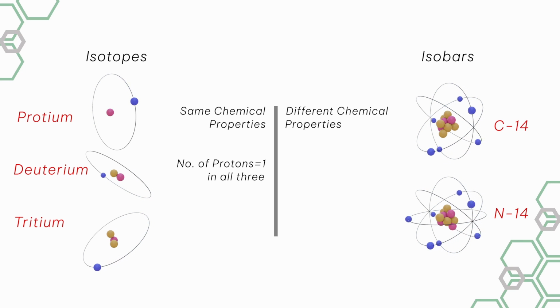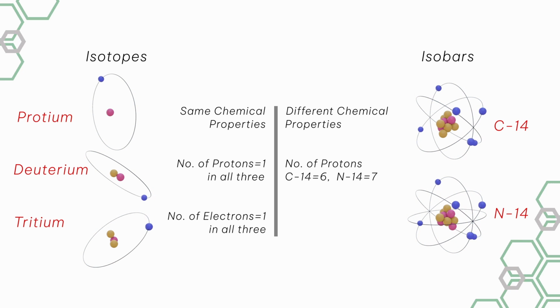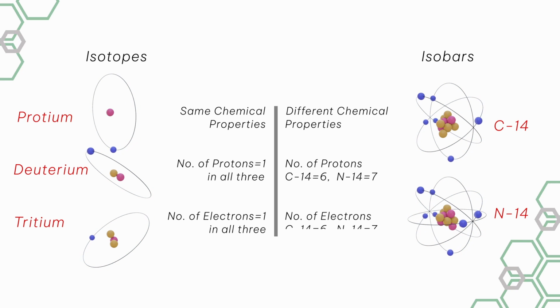And because isotopes have the same number of protons, they will have the same number of electrons and their chemical properties would be the same. But isobars have different numbers of protons, so they will have different numbers of electrons, and their chemical properties would also be different.